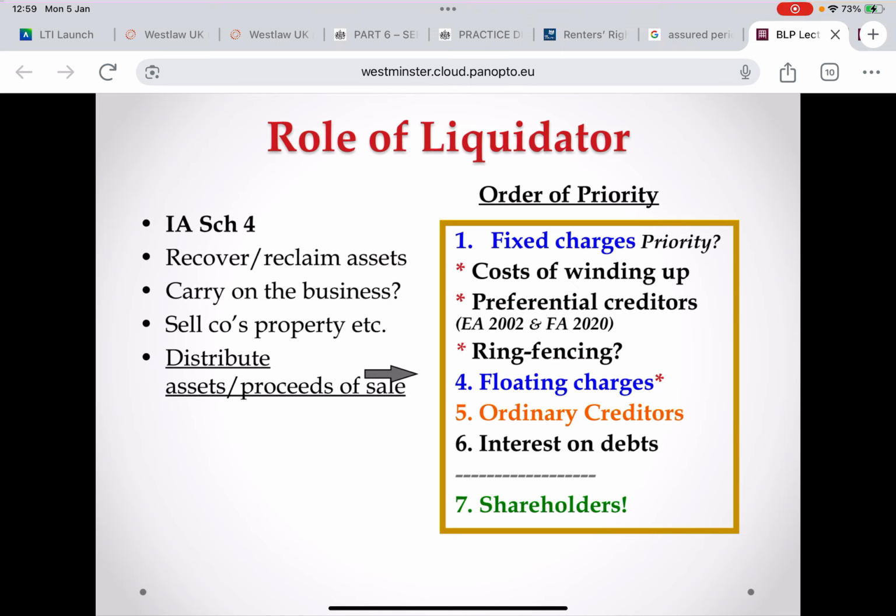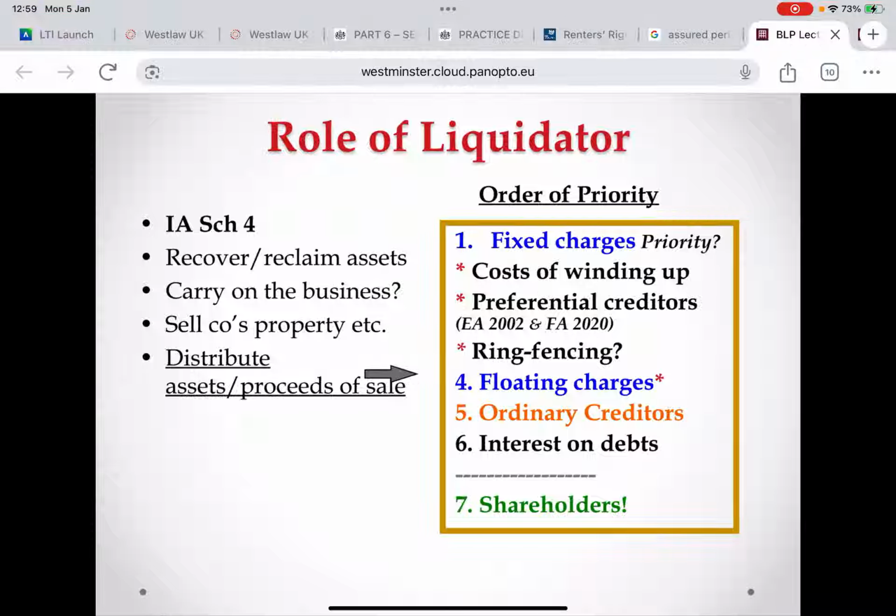And finally, everybody, certain debts due from the company to our friends at HMRC are also regarded as preferential. In particular, unpaid PAYE and VAT which has been collected but not handed over. Such debts due from the company in liquidation to HMRC are regarded as preferential in status and are paid in priority out of floating charge assets.